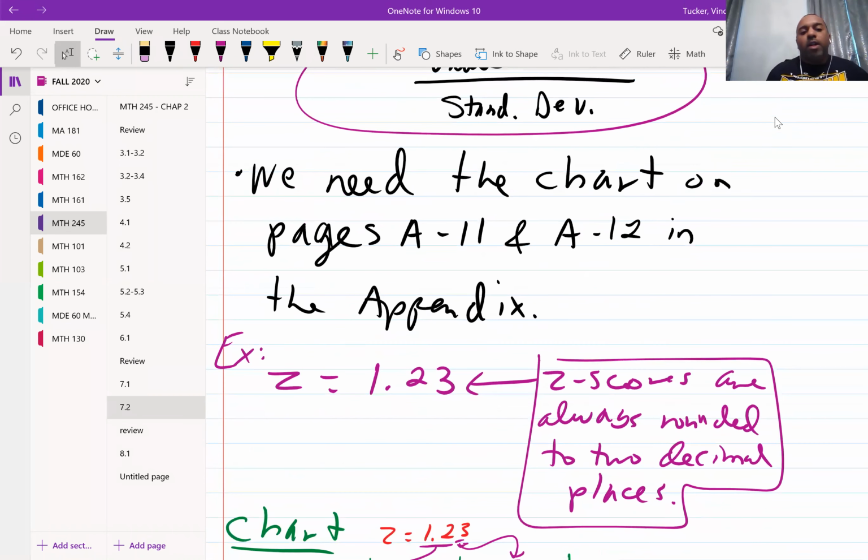All right. So our z-scores, remember, they are always rounded to 2 decimal places.